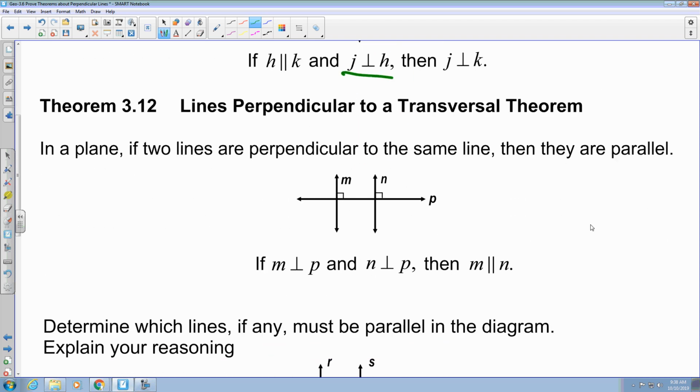Theorem 3.12 states that in a plane, if two lines are perpendicular to the same line, then they are parallel. It's sort of the converse of the previous theorem. So now they're saying, okay, if we have two perpendicular lines, and they intersect that one line, that means that the two lines that are perpendicular to that one line are also parallel.